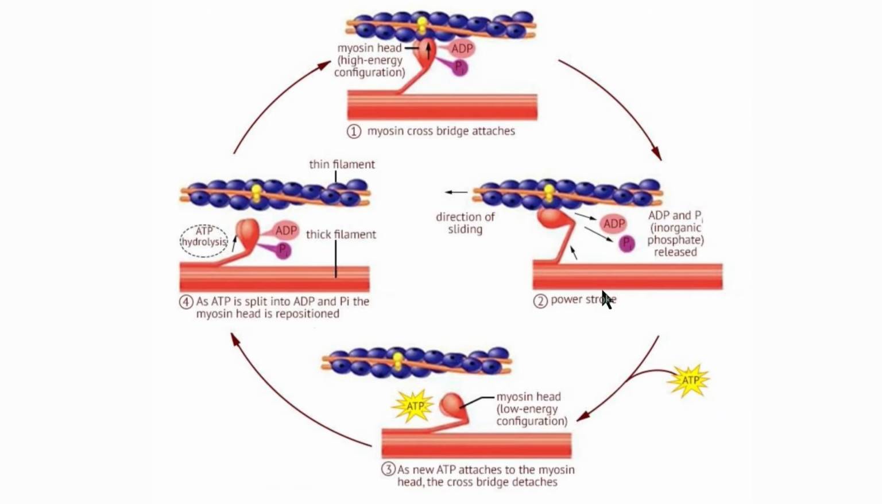Then you have what's known as a power stroke. So this is where the myosin head will snap in a particular direction, and this is facilitated by the release of this ADP molecule and a phosphate molecule.